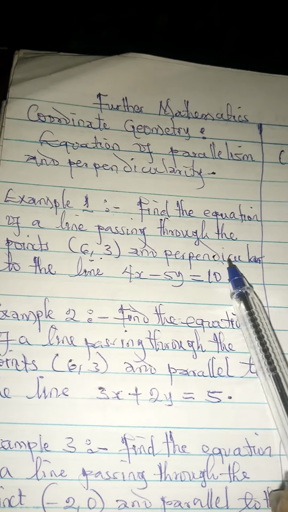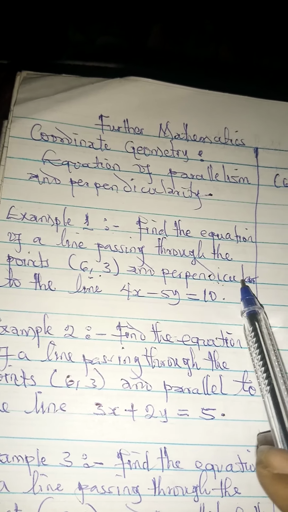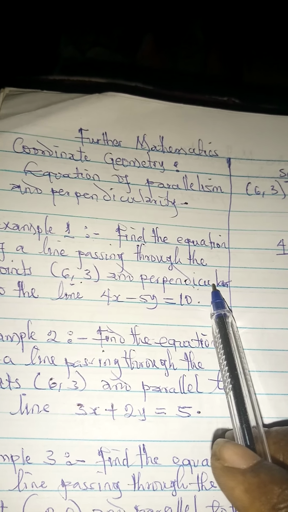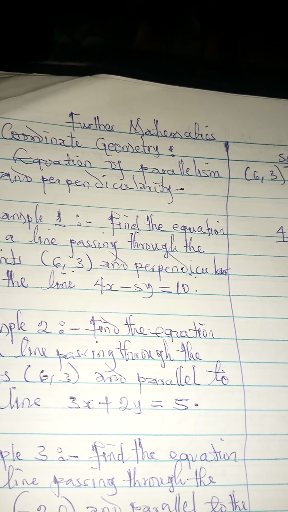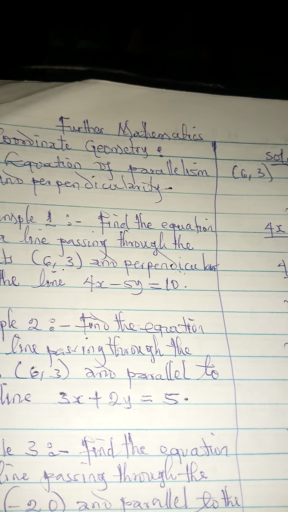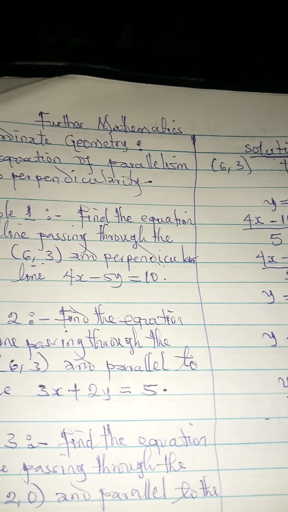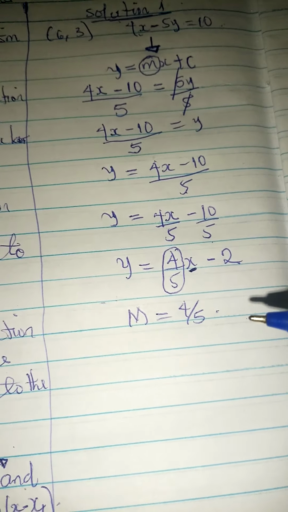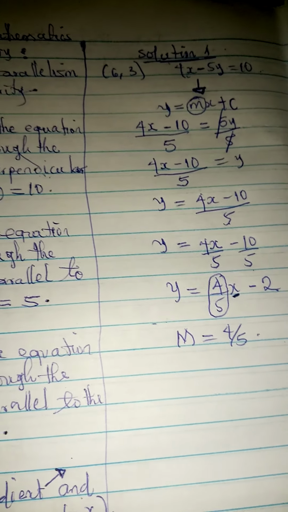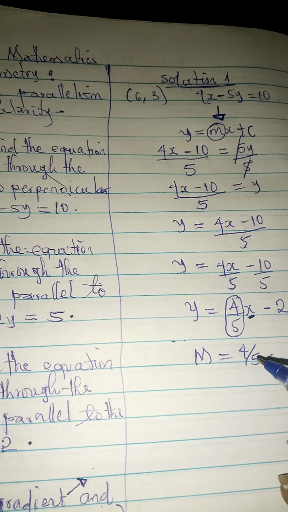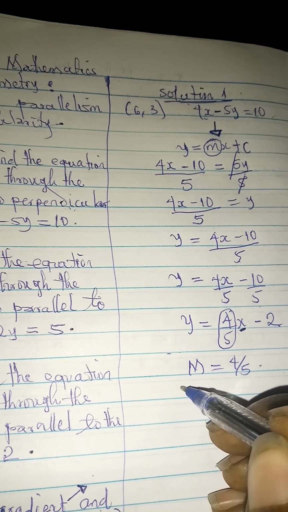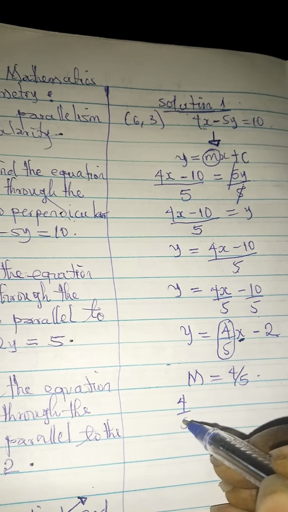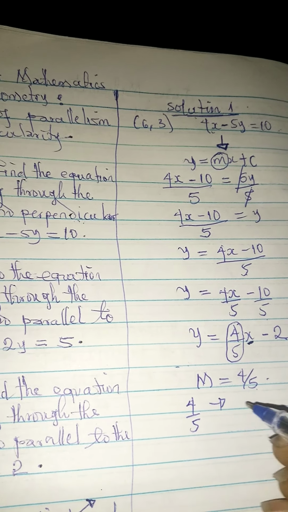Then go back to the question: perpendicular. So remember that when we talk of perpendicular, we are going to be making use of a perpendicular slope. Of course, we have a slope which is 4 over 5, but remember that the perpendicular slope is the negative reciprocal of the main slope. What do I mean by this? Now, if our gradient is 4 over 5, which is what we have here, that is our gradient or slope.